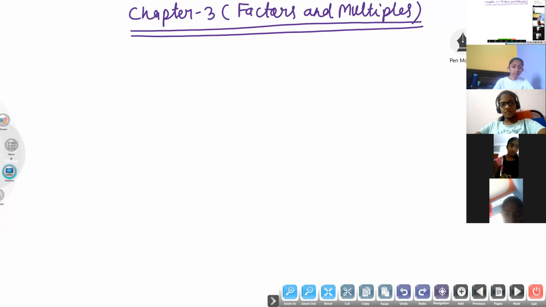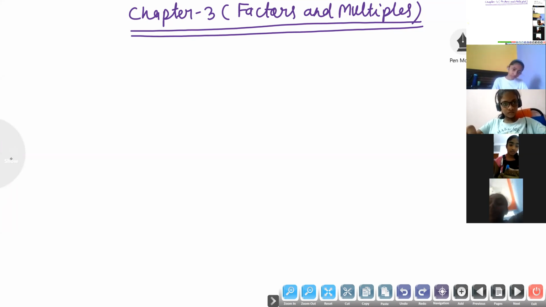Yes, students. Now I'm going to start Chapter 3, Factors and Multiples. Before that, I want to explain what is a prime number and what is a composite number. Today's concept is how to find prime numbers and how to find composite numbers. Listen carefully, everyone. Then after that, I will explain what is a factor, how to find prime factors, what is a multiple, how to find multiples. Okay.